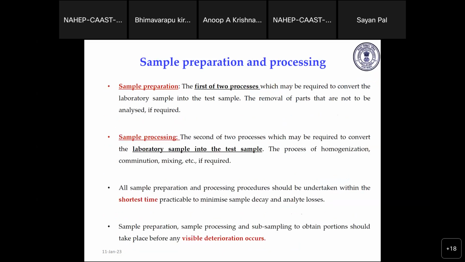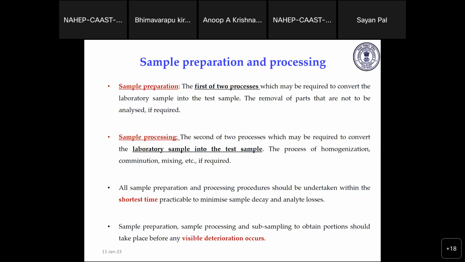So after this, we take it into the laboratory. The actual lab process starts. The first of the processes that you need is to convert the lab sample into a test sample. Because we have 1 kg of the sample, however, we require only 10 grams for testing, mainly for antibiotic residues, or even 1 to 2 grams.